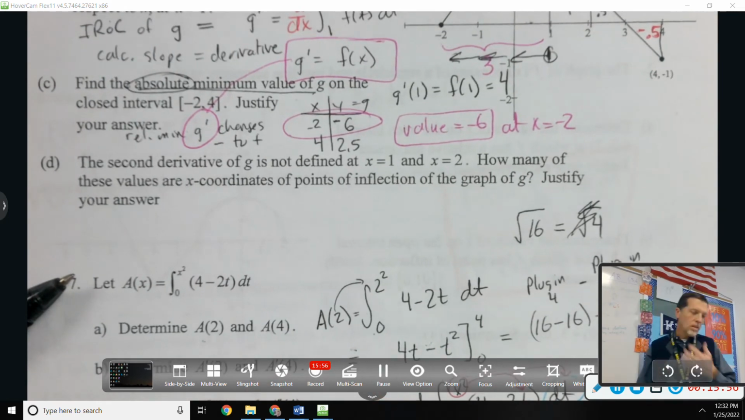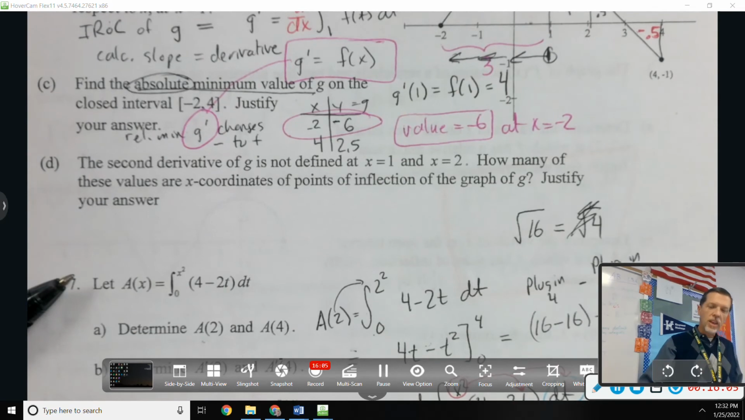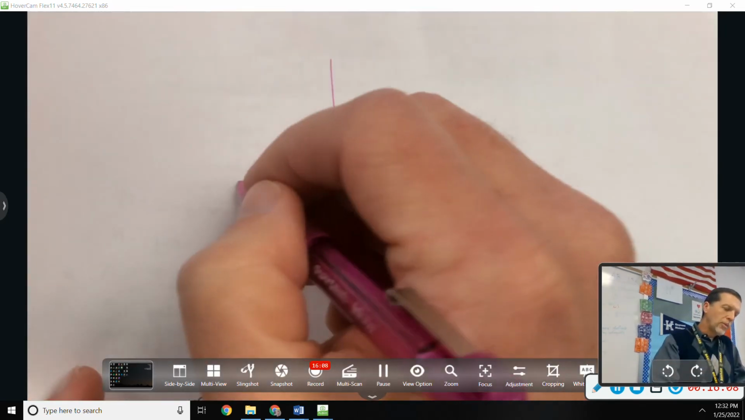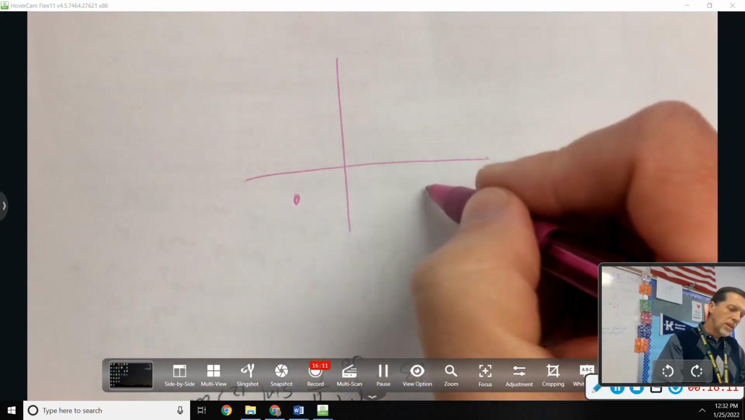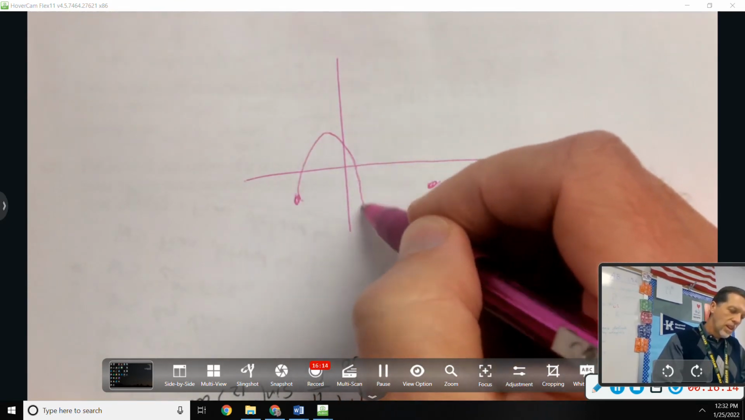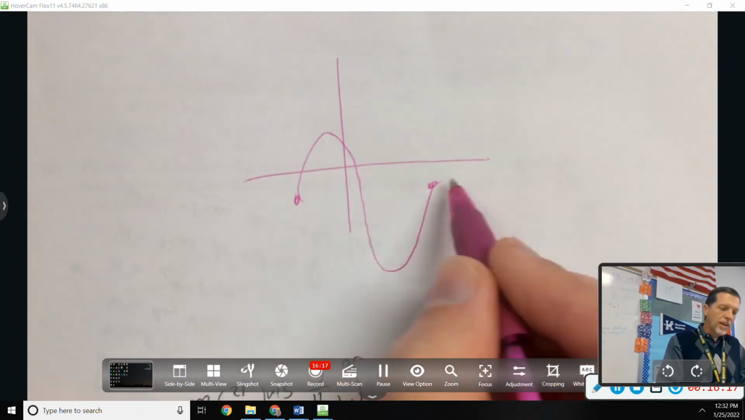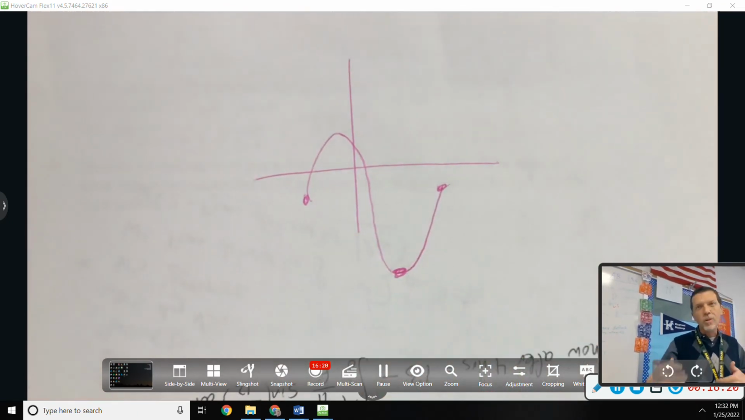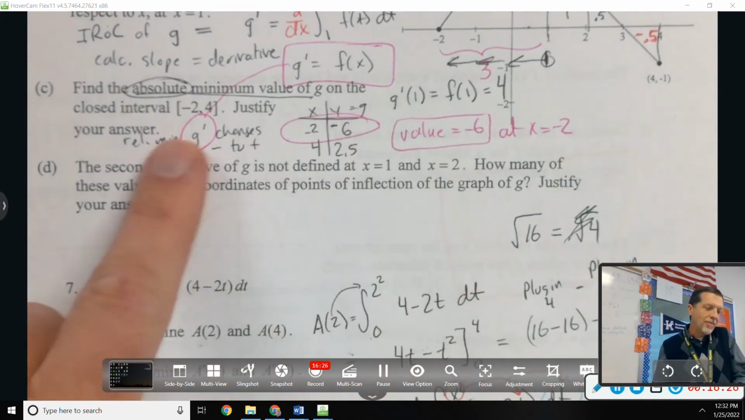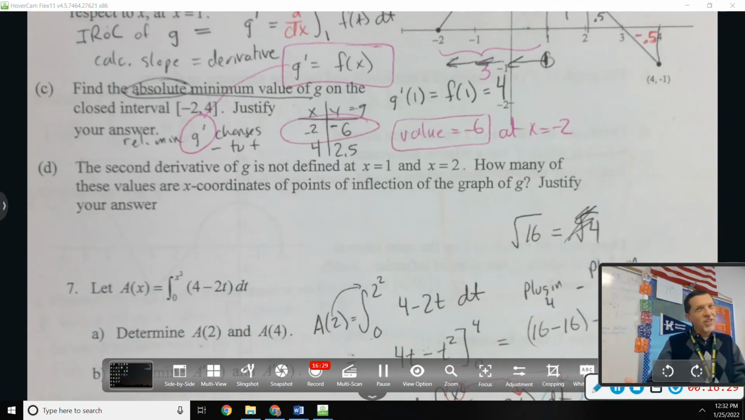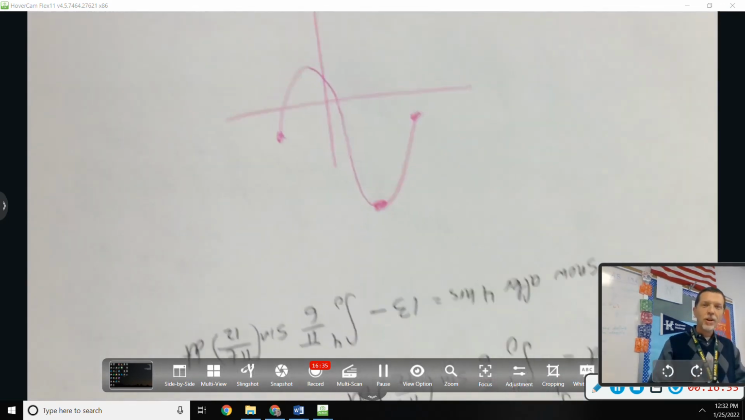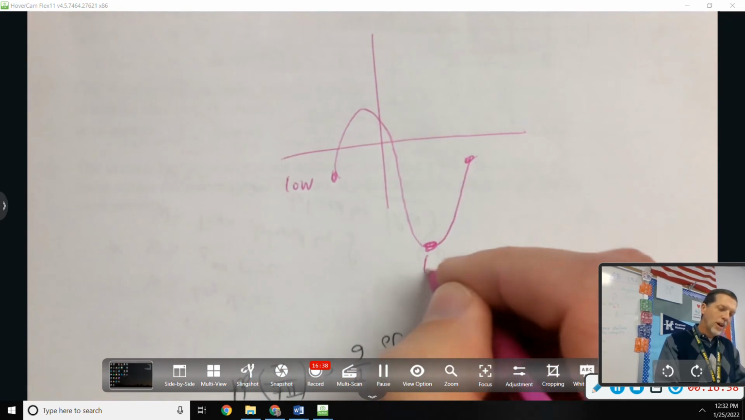So if it's asking about an absolute minimum value, you have to find the relative, right? Because just think about a picture. Absolute means check the endpoints. You got to check the endpoints, but you might have a relative min that's lower than the endpoints. Now this one didn't even have any relative minimum, so we weren't worried about it. Hypothetically, if it was lower, that would be your absolute, because you want the absolute lowest point. Like, that's low, but that's lowest.